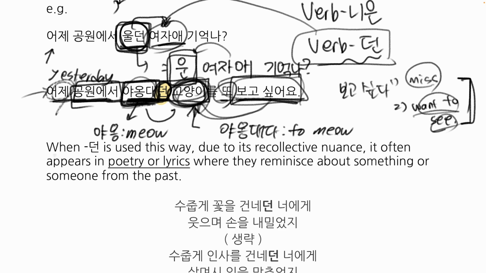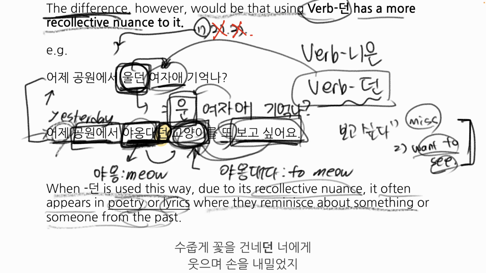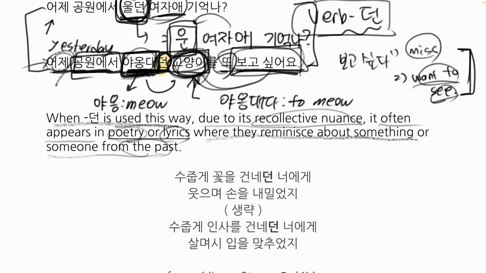So when 던 is used this way, due to its recollective nuance, it often appears in poetry or lyrics where they reminisce about something or someone from the past. So like these two sentences, it's something that can be used in daily normal conversation. If you want to add some recollective nuance to your sentence, then you can always go ahead. But it's also very much often used in poetry or lyrics.